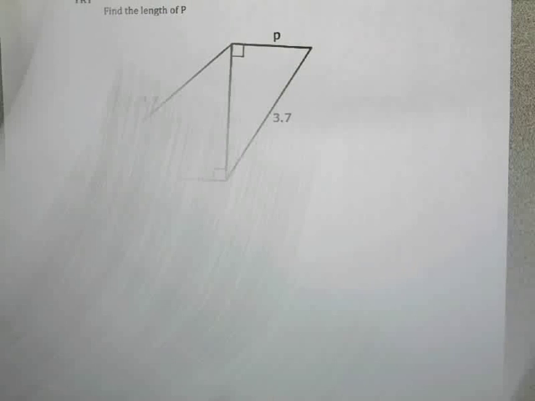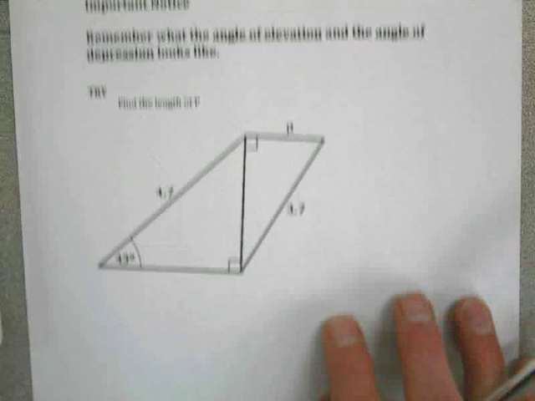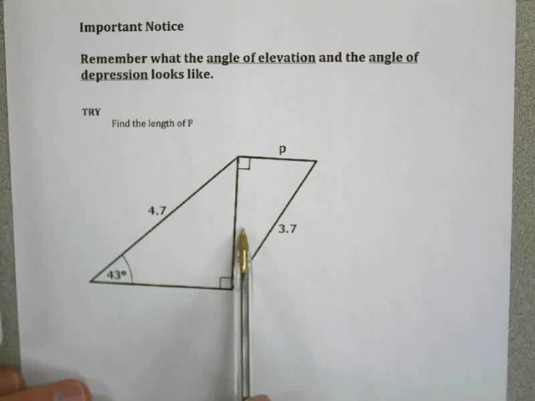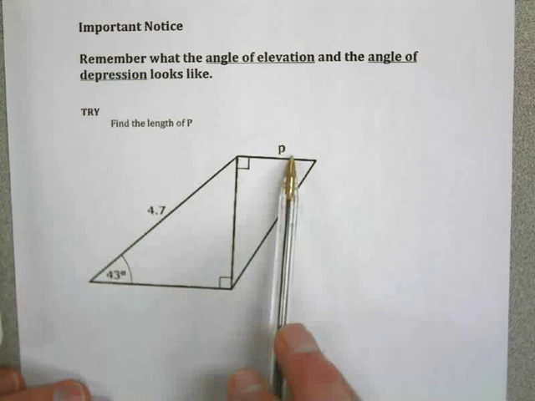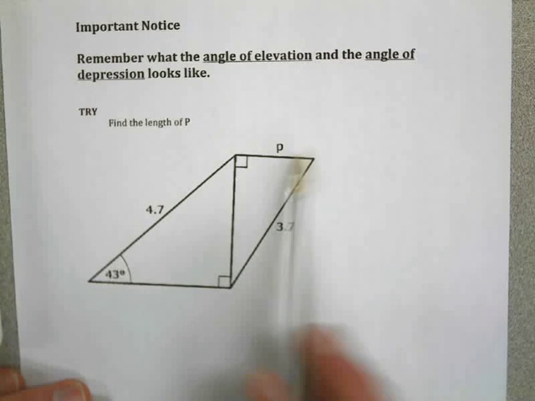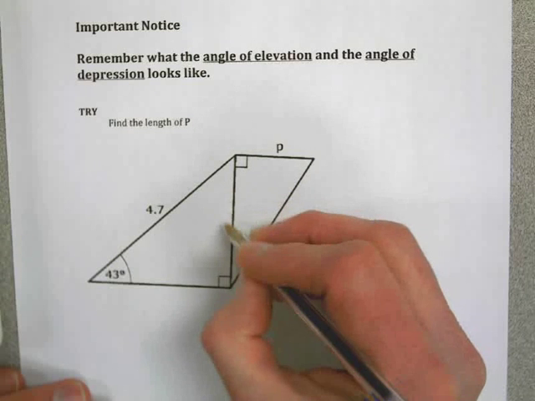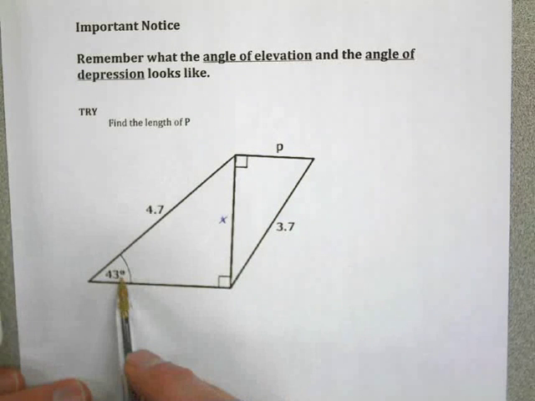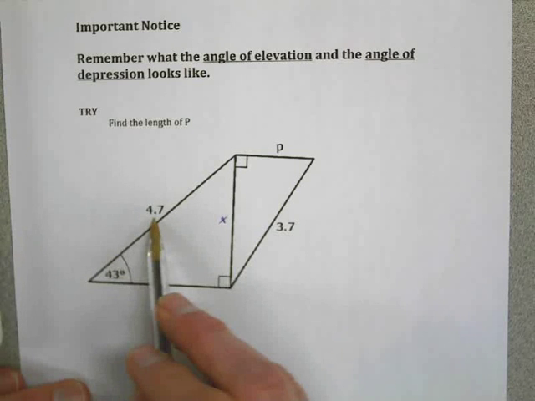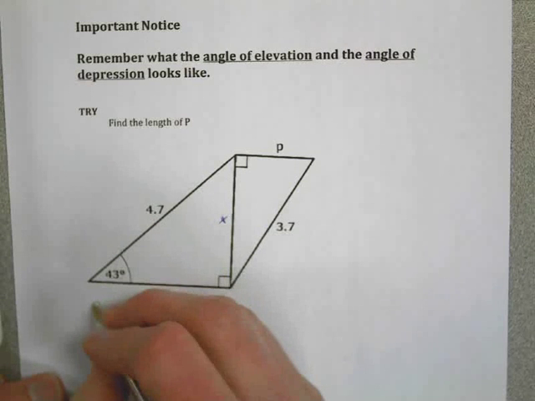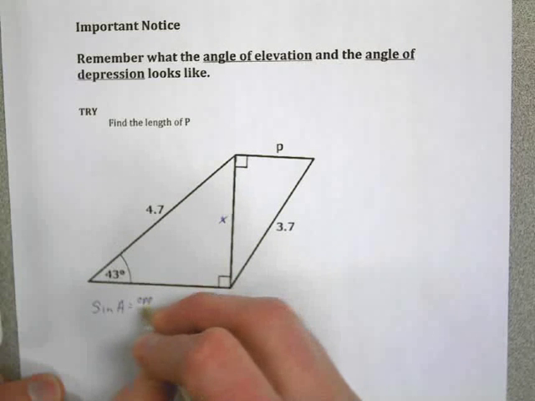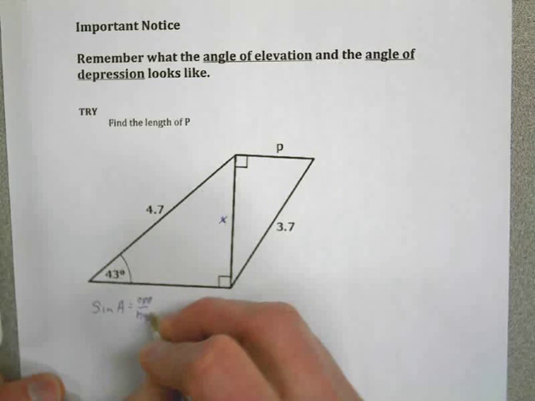So on the back page here, we have to look at this object here, and they want us to find out the length of P. Alright, so to find out the length of P, I've got to find this side here, x. So to find x, I have an angle, I have the hypotenuse, I want to find this, so that's going to be sin A is equal to opposite over hypotenuse.